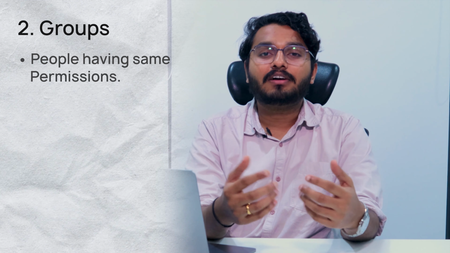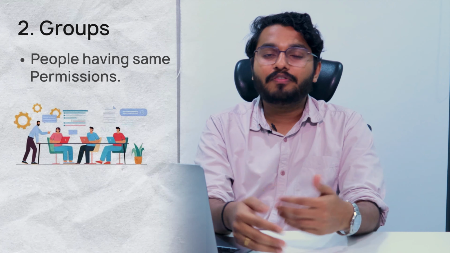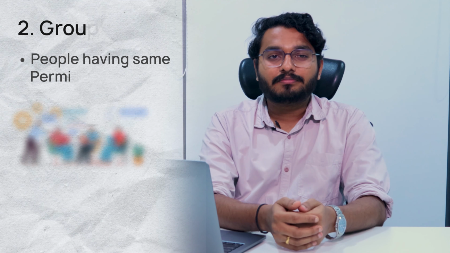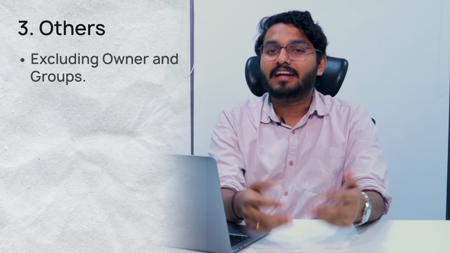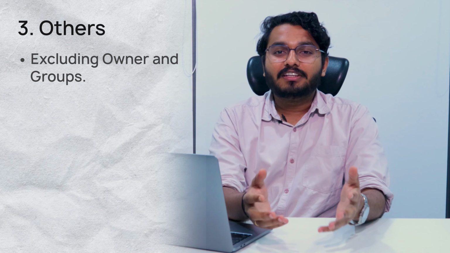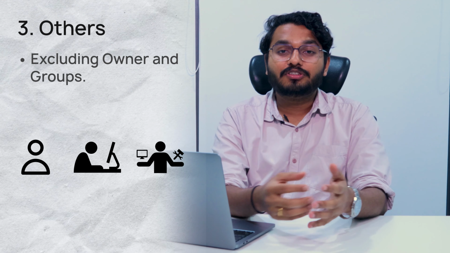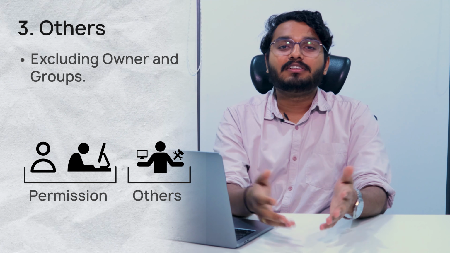Second are groups. Groups are a set of users who have the same permission. For example, you are working in a team; your team might be a group. They can have permissions to do modification in that particular file. There can be a group of testers, developers, and so on and so forth. The last one is others. Excluding the owner and a particular group, all others are considered as others. So if we take the example of developer and tester, let's say the file has permission of owner and then developer. The tester group will be considered as others.